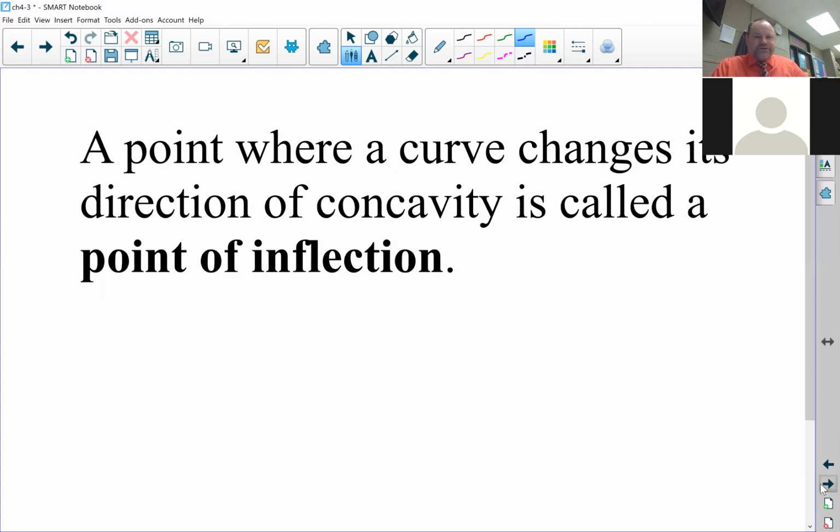The point where the curve changes its direction of concavity is called a point of inflection. And so if our second derivative is 0, that would be a possible point of inflection, and we'd have to look similar to the way we did with our first derivative for increasing and decreasing. We could do the same thing with our second derivative and talk about where it's concave up and concave down and where the points of inflection would be.